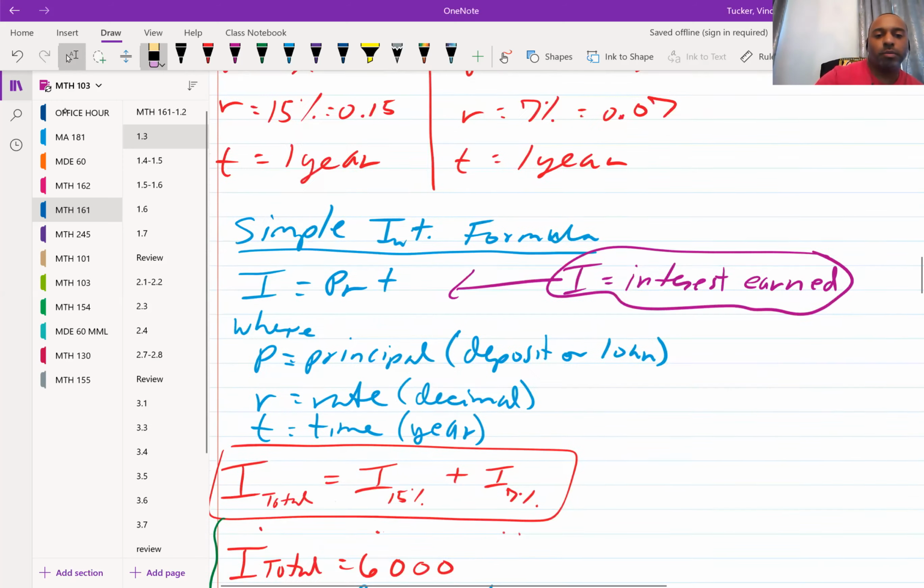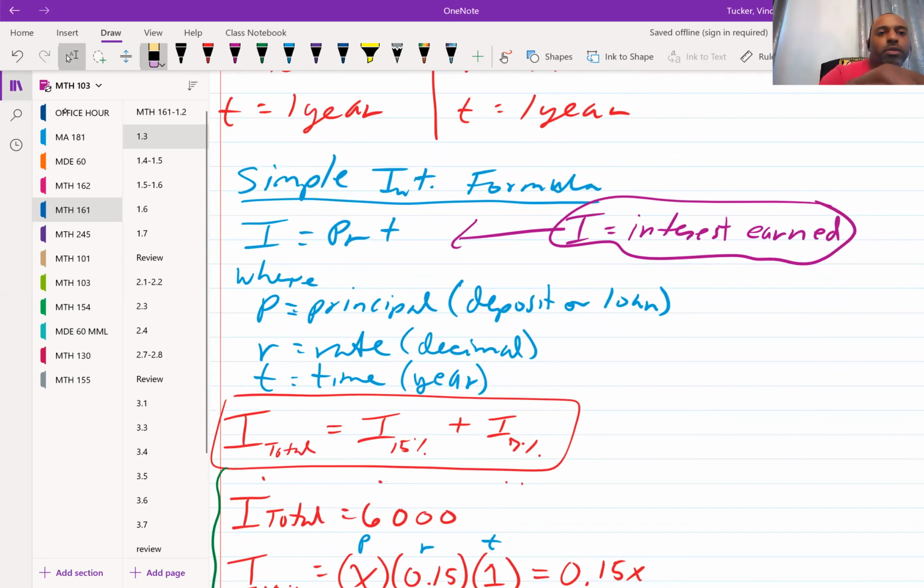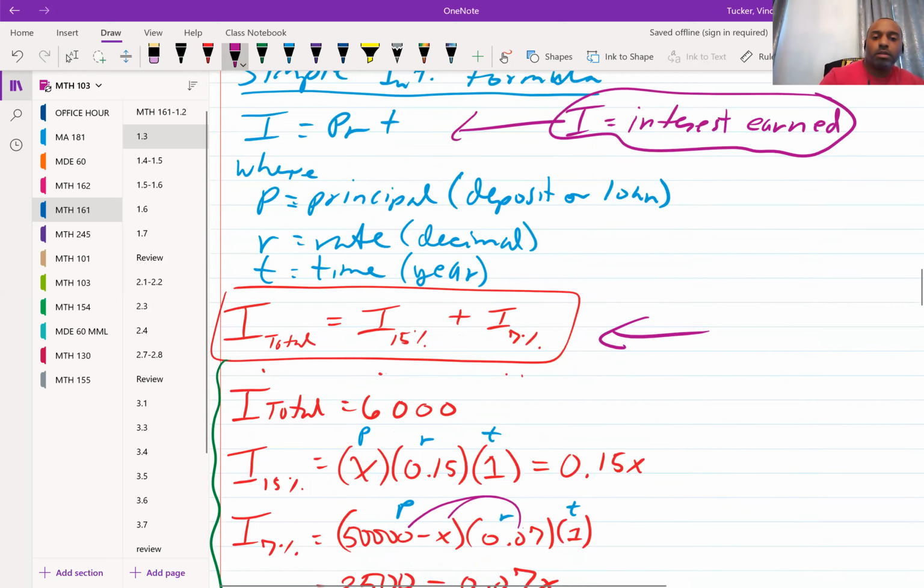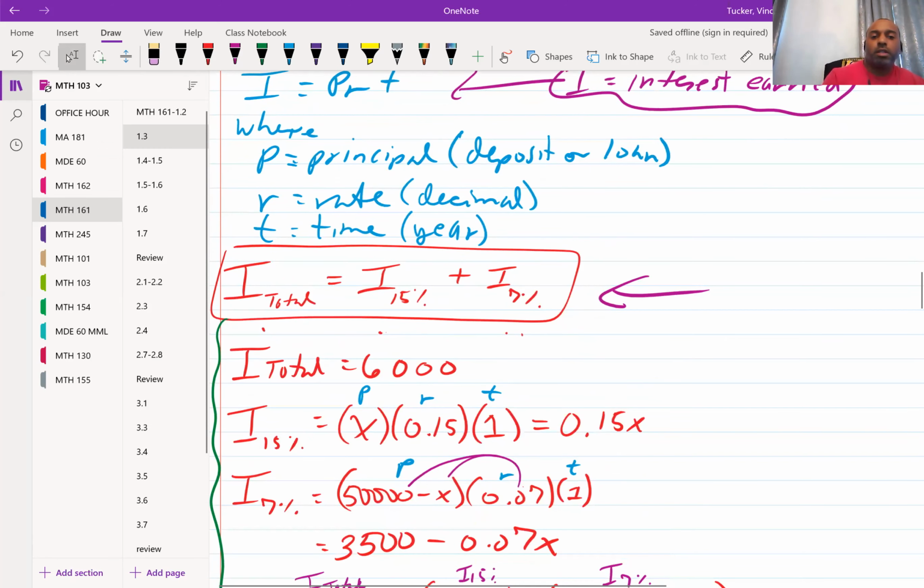All right, so here's what your classmate just alluded to, setting up our equation. The way we are looking at this now, we have a total amount of interest that's going to be earned. Remember, that's our 6,000. And so we're going to take the interest earned from the 15% account, add it to the interest earned from the 7% account, and that's going to be our equation. Like I mentioned here, the total is 6,000 that we're trying to earn.